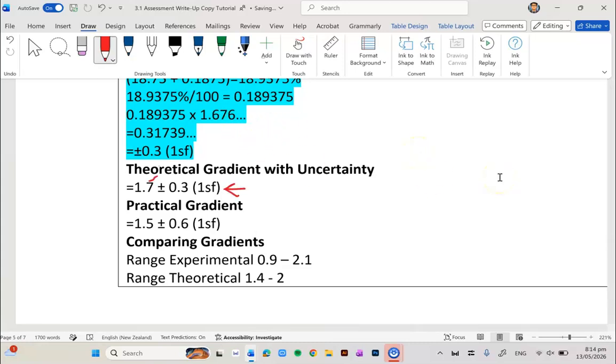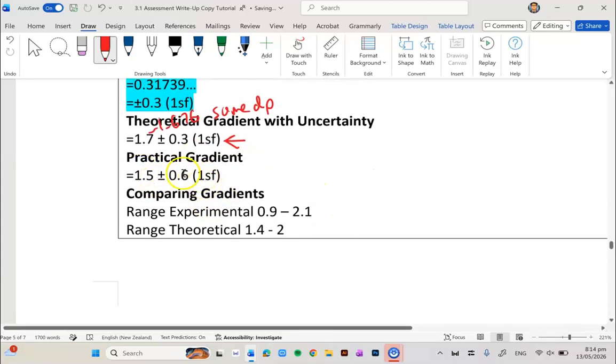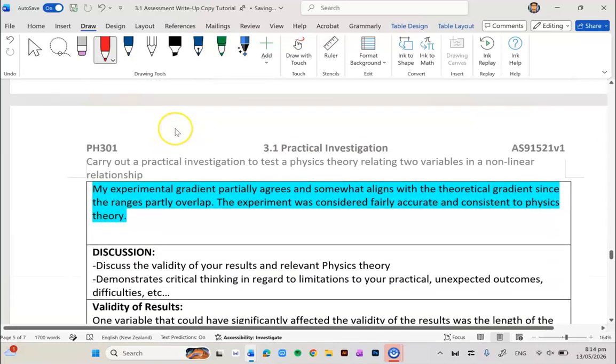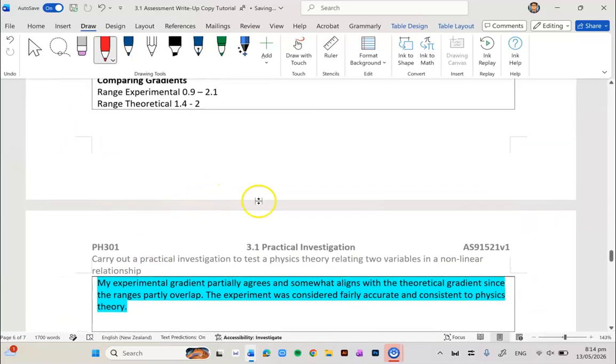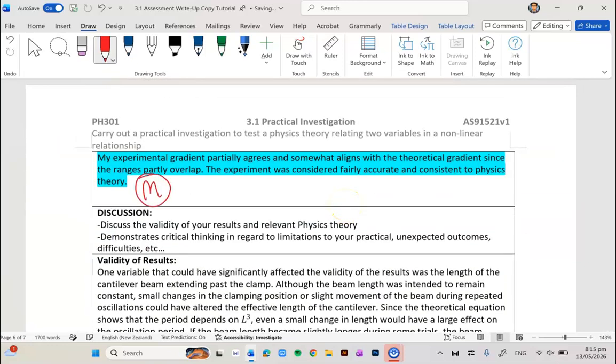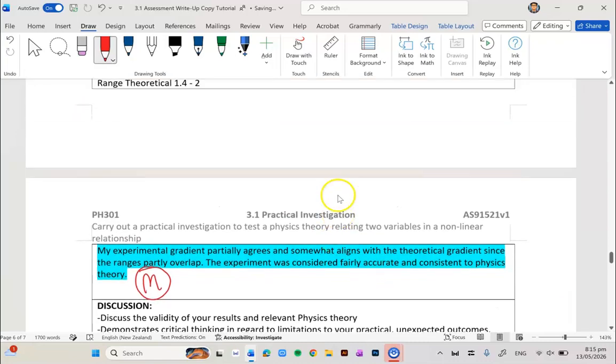Now remember, this was the 1.676, but you have to round it to the same decimal places to match the uncertainty. That was our practical gradient uncertainty. So as you can see, comparing the ranges, you just need 2 sentences saying it either completely agrees, partially agrees, or completely disagrees. You just need to talk about that, and that will wrap up your final merit mark. Cool, that's part 2 done, and that's probably it.